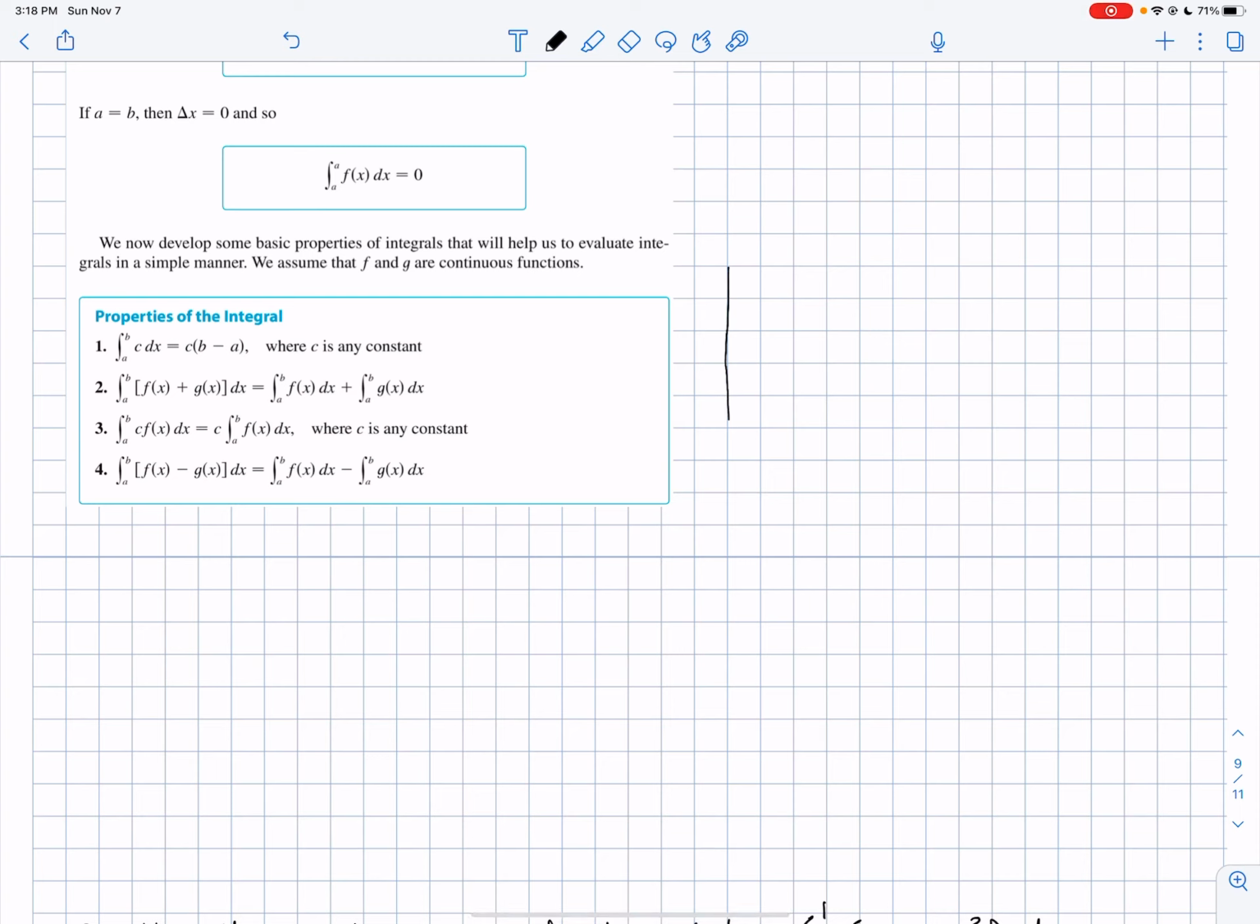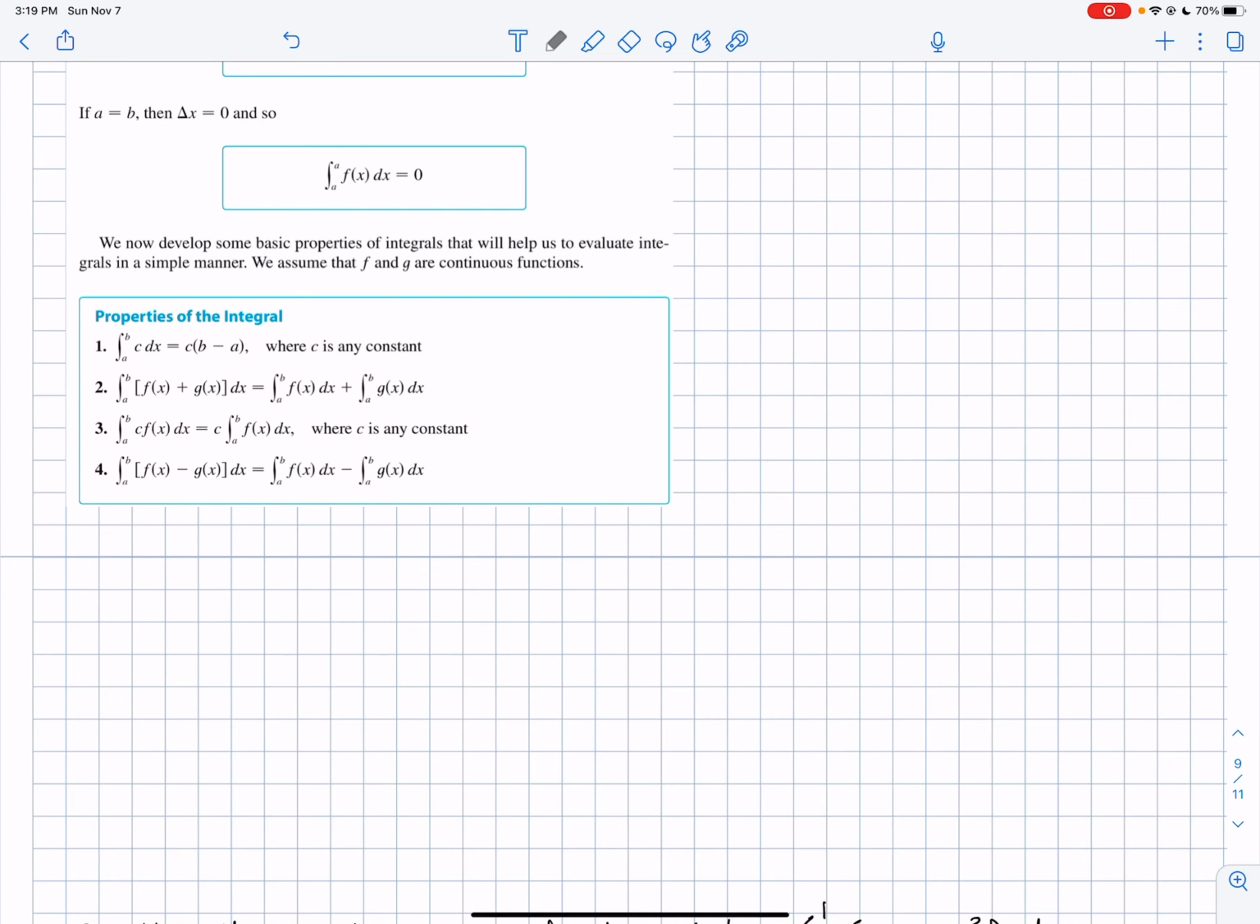Let's say we have a constant function like this. Then we have the interval from a to b. So a to b will be the width, so b minus a is the width, and the height will be c. So it will equal the height times the width.